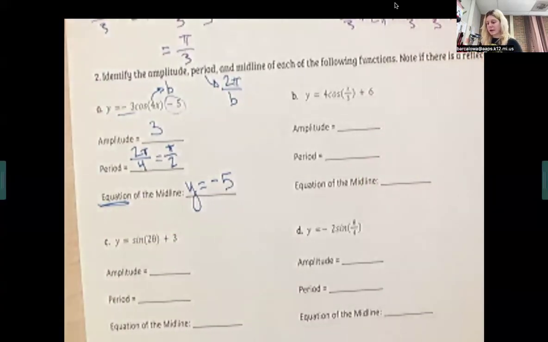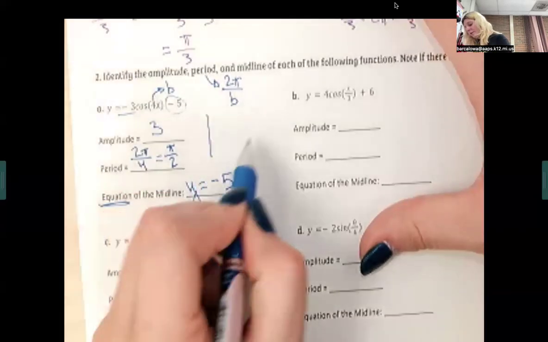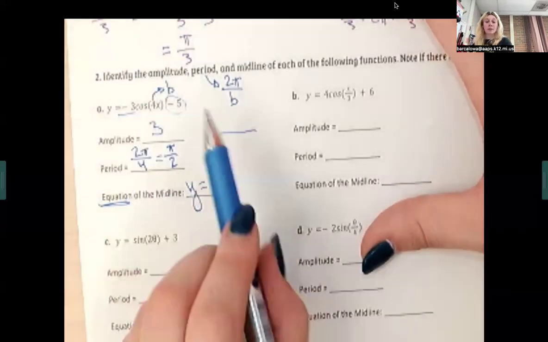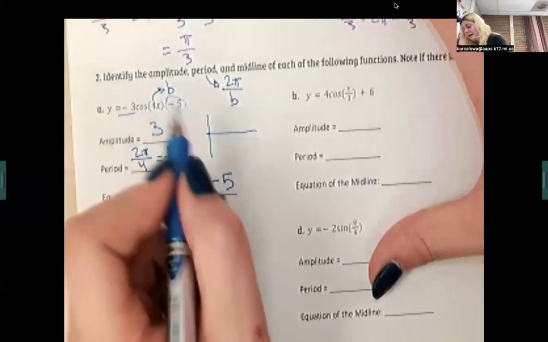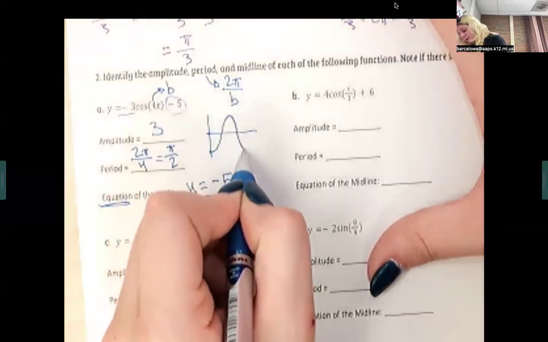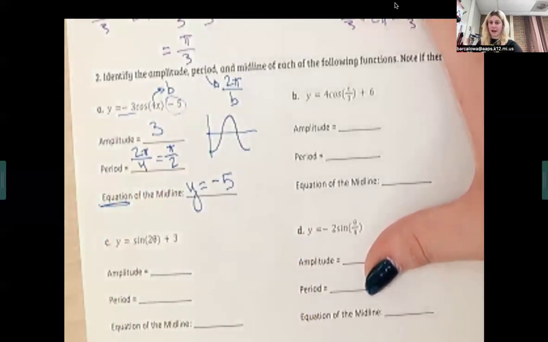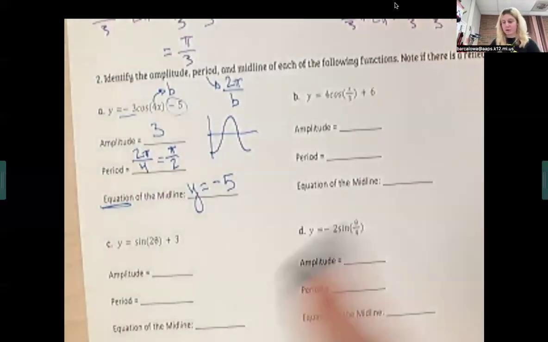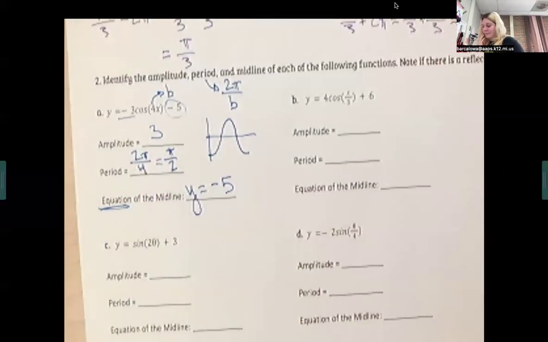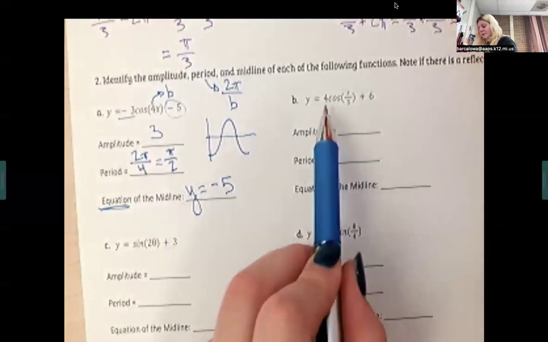Okay, and let's draw a little sketch. Our negative cosine function. Okay, cosine normally starts at the top, but because it's negative, my cosine graph is going to be shaped like that. My students know you got to be drawing sketches and stuff. Okay, let's keep going. Amplitude for this one, 4.